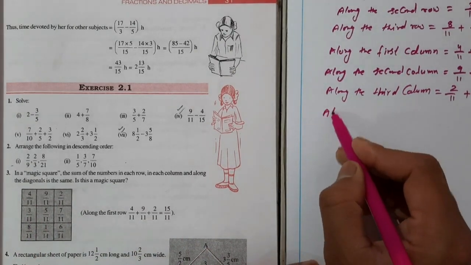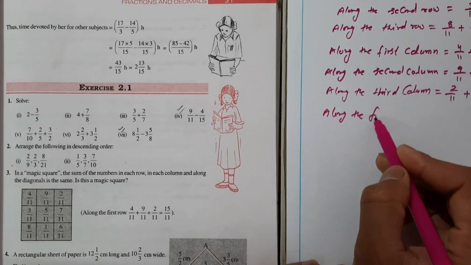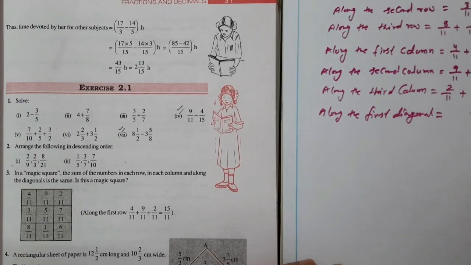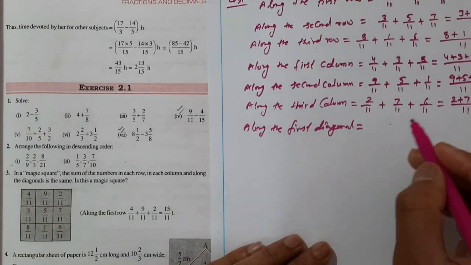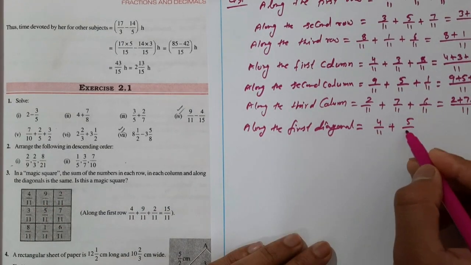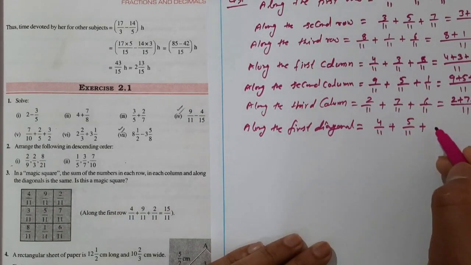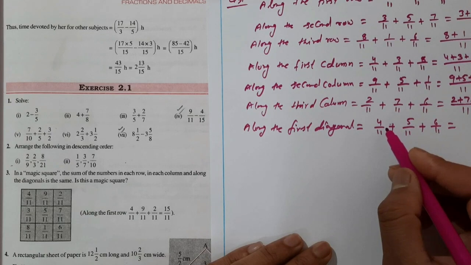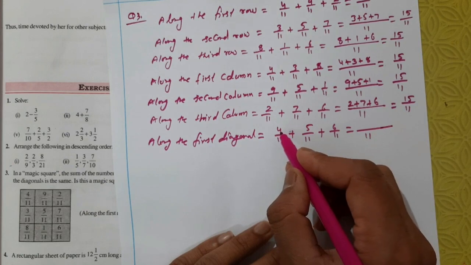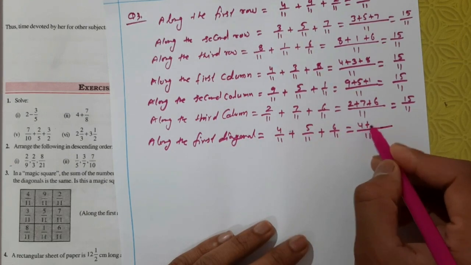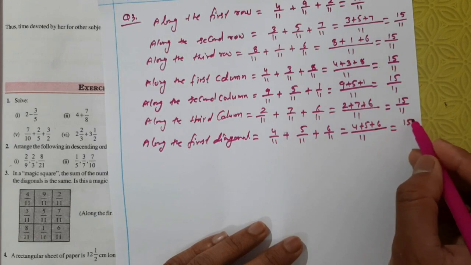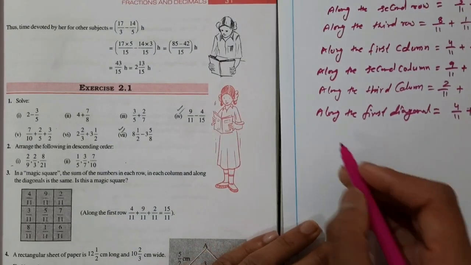So along the first diagonal, equal to 4 upon 11 plus 5 upon 11 plus 6 upon 11. So 11, and the sum of numerators 4 plus 5 plus 6. 4 plus 5 is 9, 9 plus 6 is 15 upon 11.